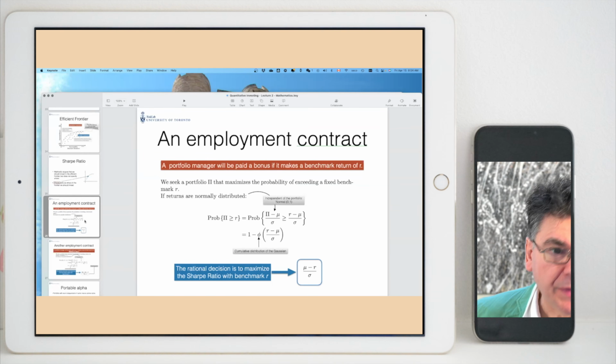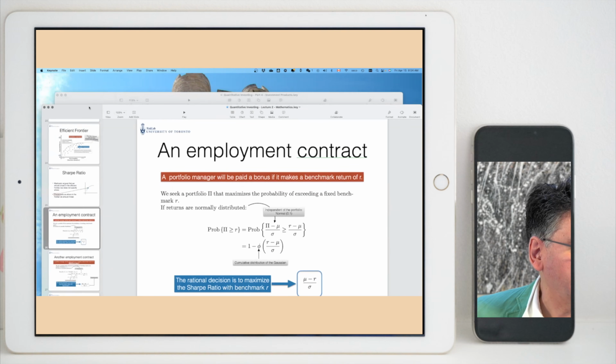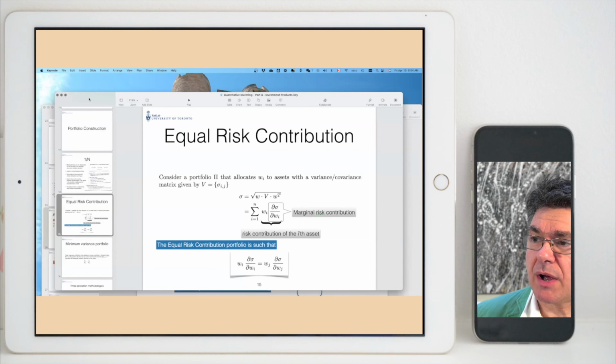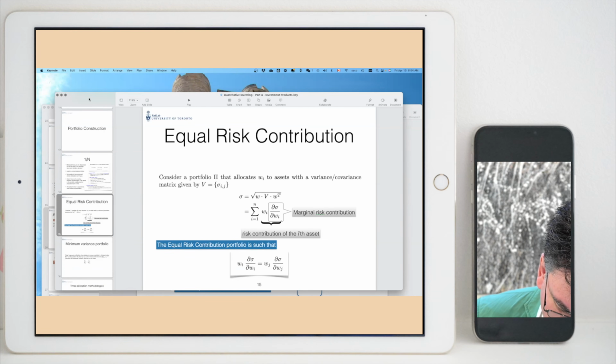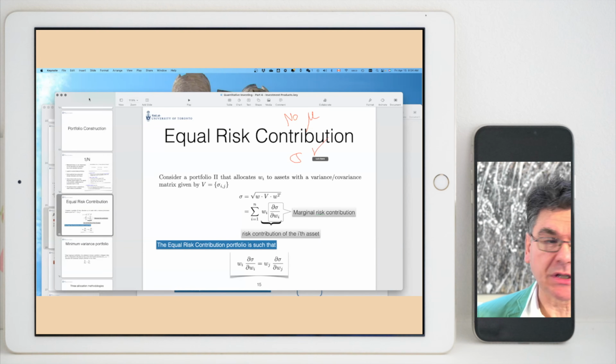Okay? So this is why there are some people who prefer to have a method that does not use the mean. So this has no use of the mean, no mean, but it does use the standard deviation. And this is such a method. Okay? This is why people developed this.